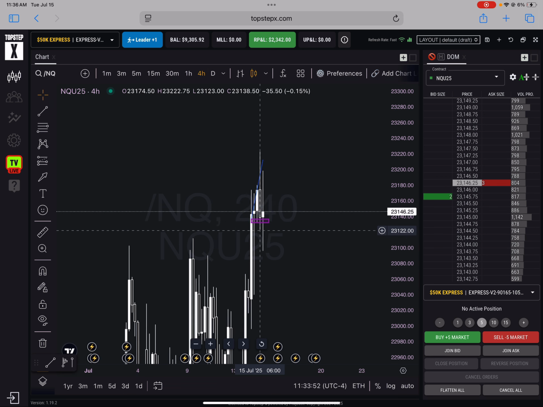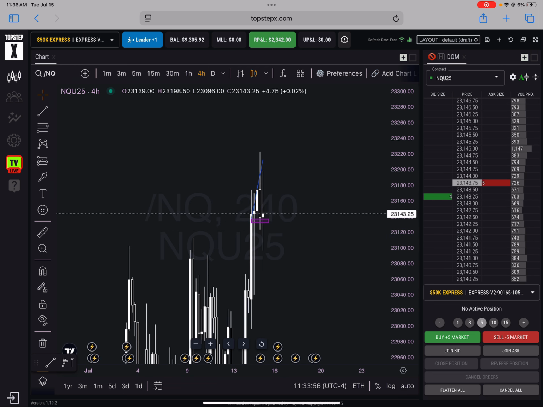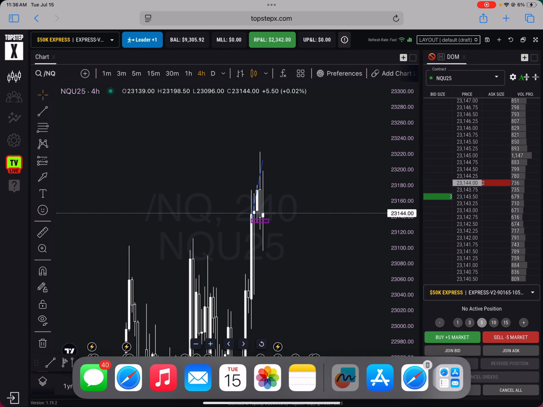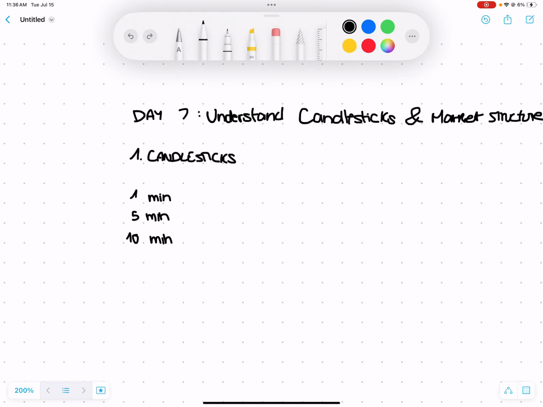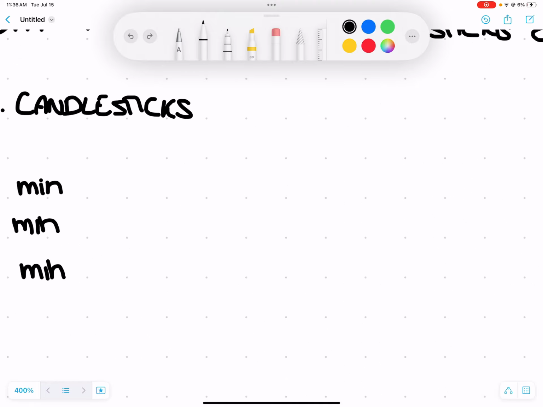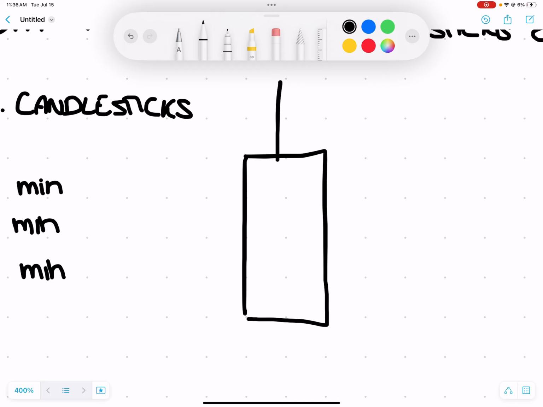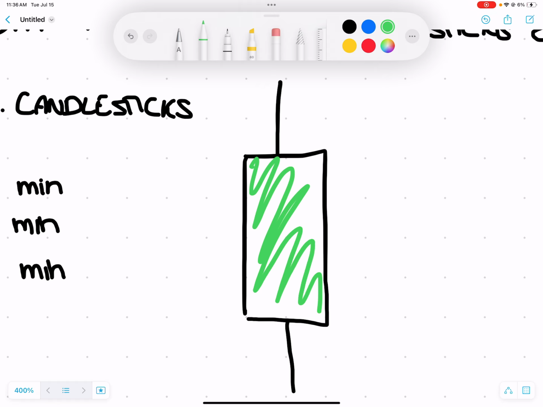If I go here on the 4 hour, you're going to see that each candlestick represents 4 hours in the day. Let me go back to my drawing. Each candlestick shows 4 key pieces of information. Let me draw a candlestick. Here's a candlestick, and let's make it green. When it's green, it means the candlestick is going to the upside.